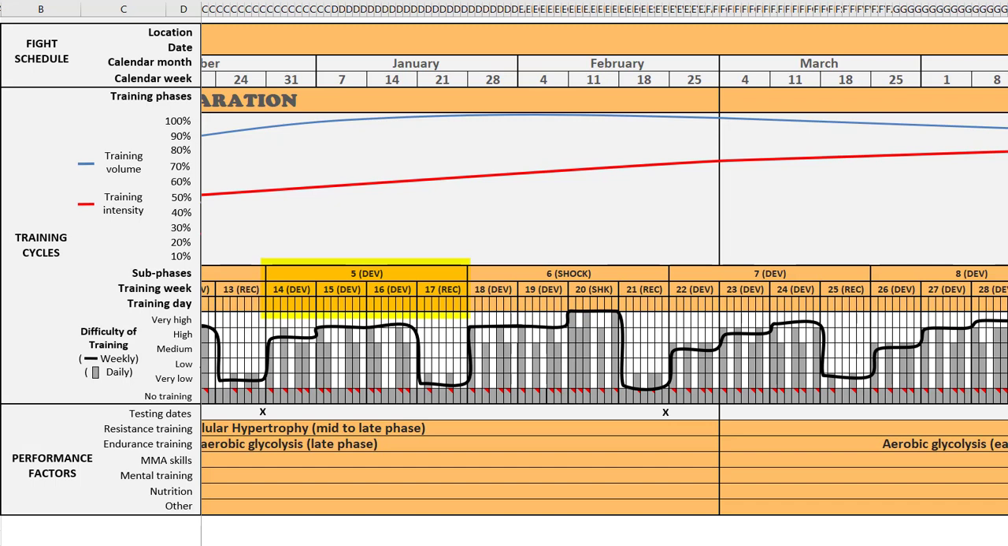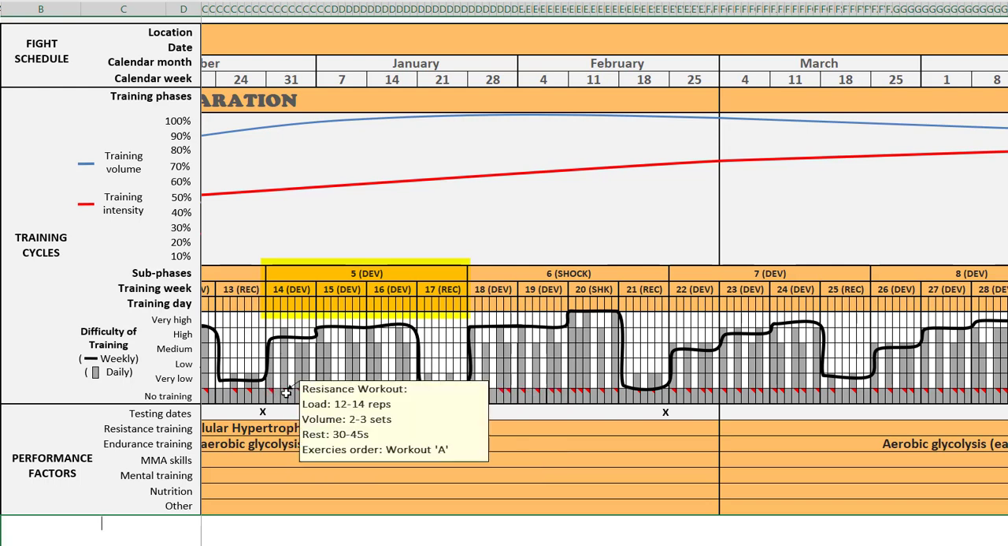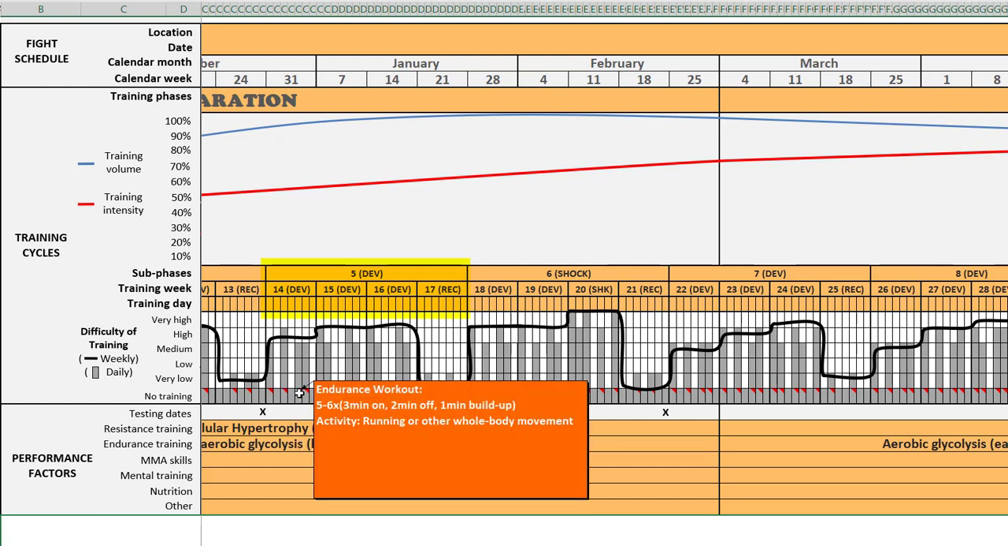And for resistance training, the reps fall roughly in the 12 to 14 range, which means that the load is increasing. And this means we need more rest. So we're looking at 30 seconds to 45 seconds, that should do, along with about 2 to 3 sets. And so this structure is maintained in both resistance workouts. So let's have a look here. So you can see here's our endurance workout for this week, followed by the resistance workout. Again, you can see here it's the 12 to 14 reps, so we need more rest. Back to that same endurance pattern.